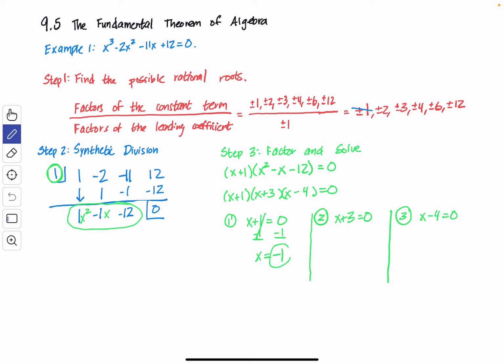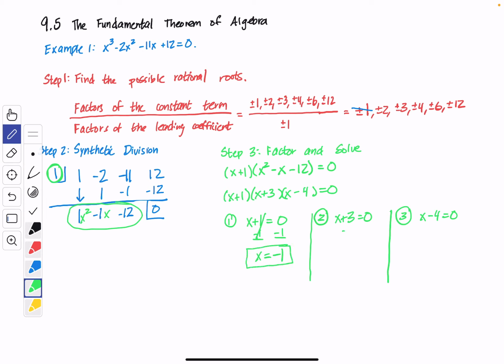This answer right here is what I checked in the beginning. I was checking if x equals negative 1 is an answer. That's why when I did synthetic division, I plugged in a positive 1, because I knew that it would come from this kind of parentheses where it would be x plus 1. So I already knew that x equals negative 1 was going to be an answer. So I'm going to circle that in, or box that in.